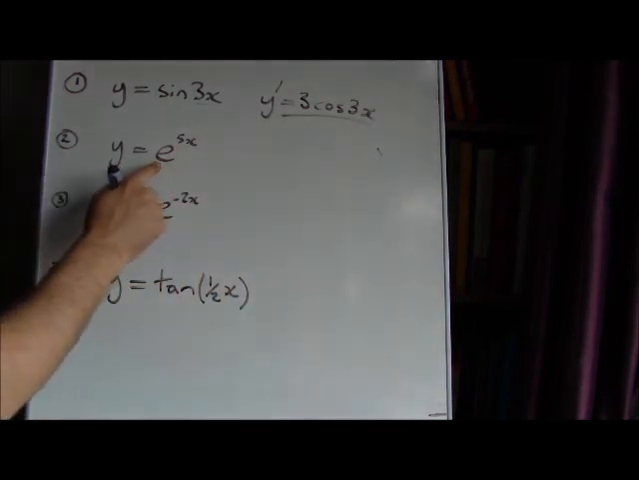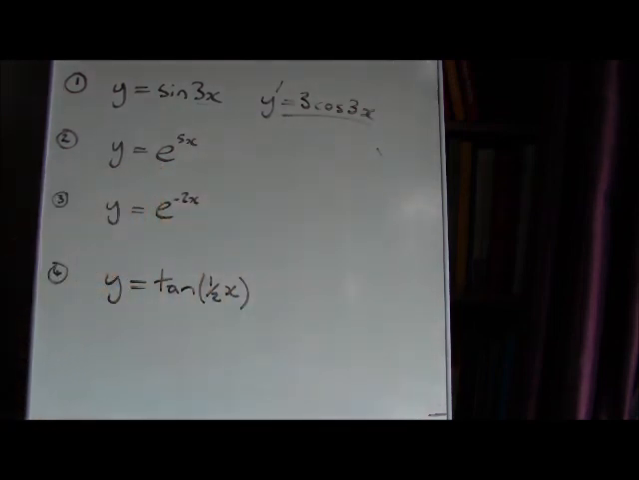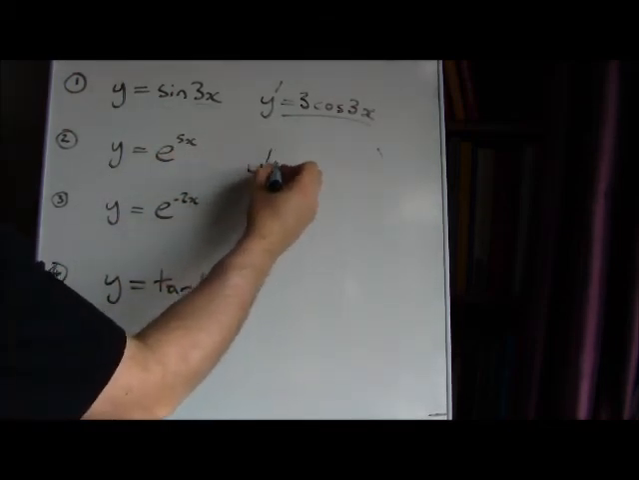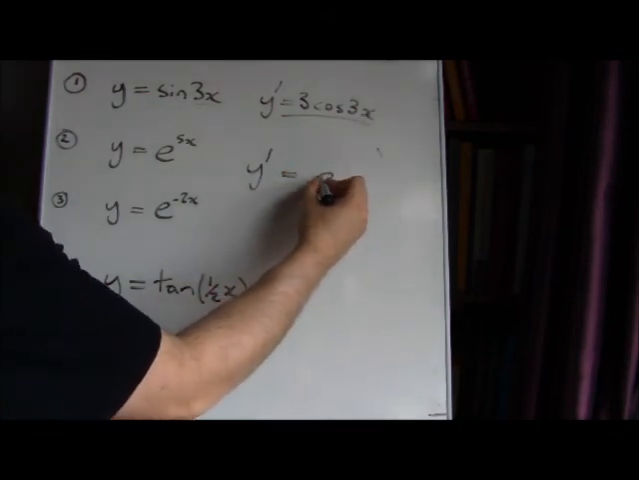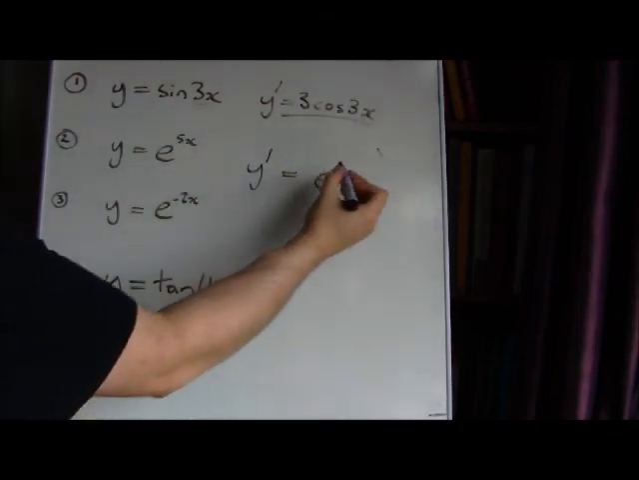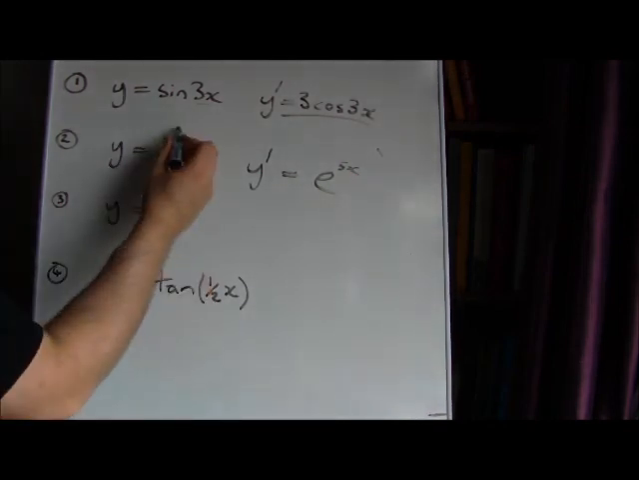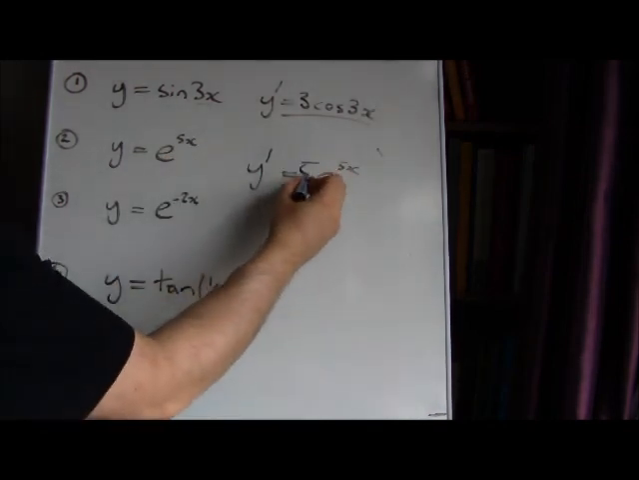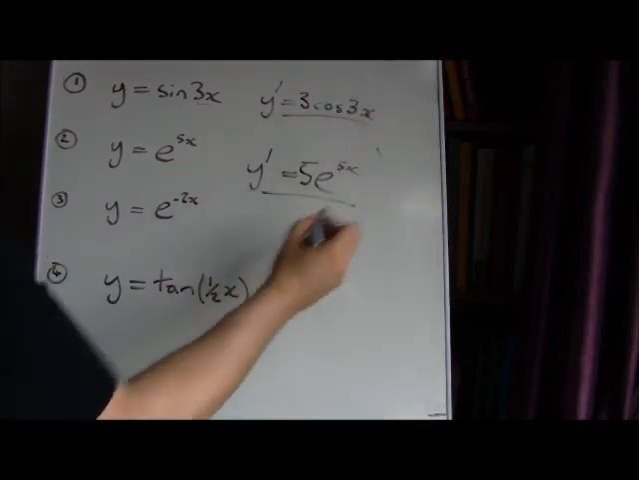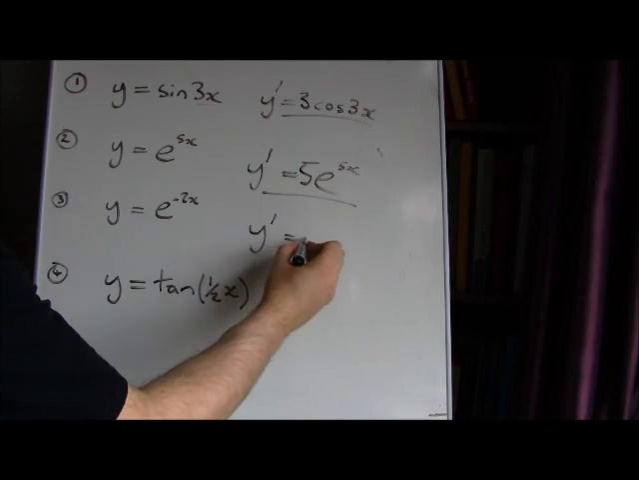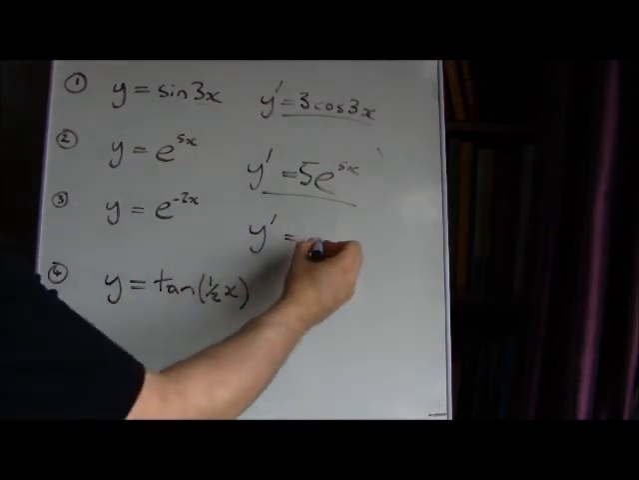If we look at this one, the outer function is e to the x, e to the power of something. The inner function is the 5x. So when we differentiate e to the x, in this case e to the something x, we're going to get e to the something x again. We multiply by the derivative of the inner function, which is 5. So that's our gradient.